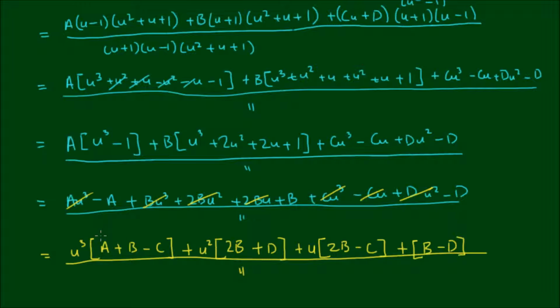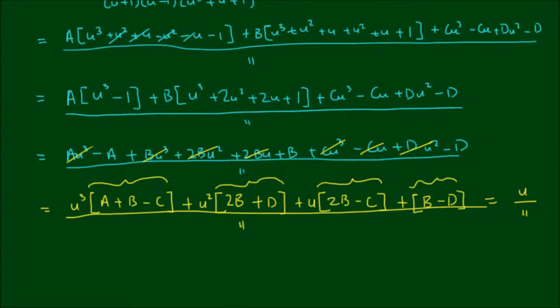So what we do now is just equate these coefficients. u equals u over the above denominator. And of course we get the equations a plus b minus c is equal to 0. Actually, this should be a plus c, sorry. So a plus b plus c is equal to 0.